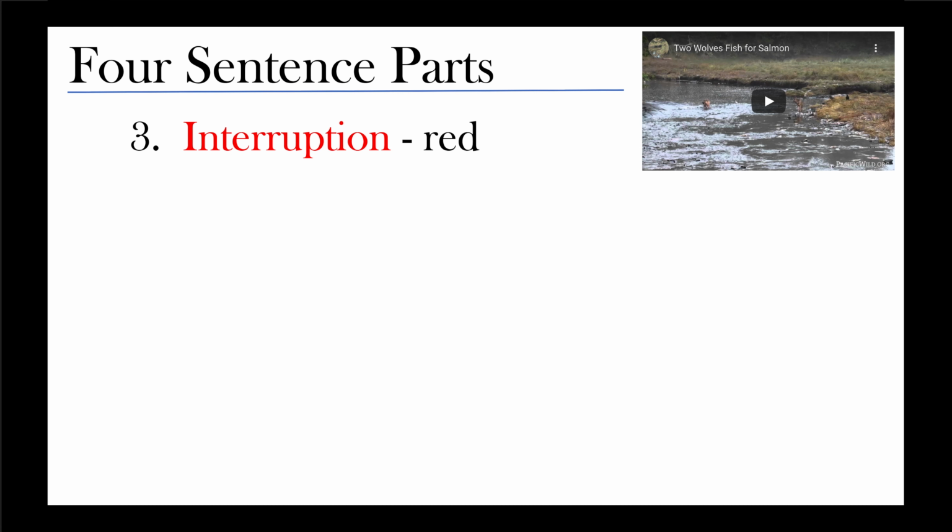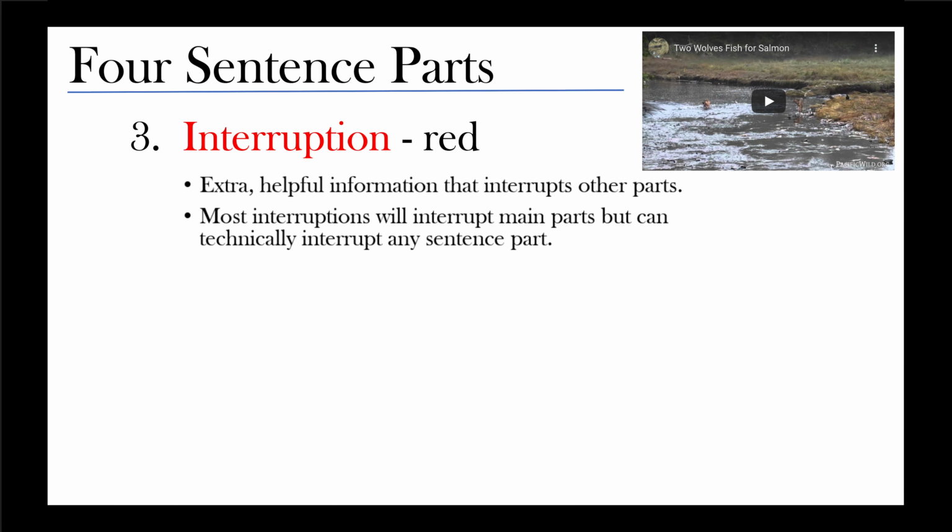The third possible part is an interruption. We're going to color these parts red. Okay, interruptions, again, they're extra helpful information that interrupt other parts. Now, interruptions most often will interrupt the main part of the sentence, but they technically can interrupt any part. An interruption can interrupt an intro. You can actually interrupt an interruption if you really want, or the last part, but often it's just the main part that's being interrupted. Okay, and again, these parts do not make sense on their own.